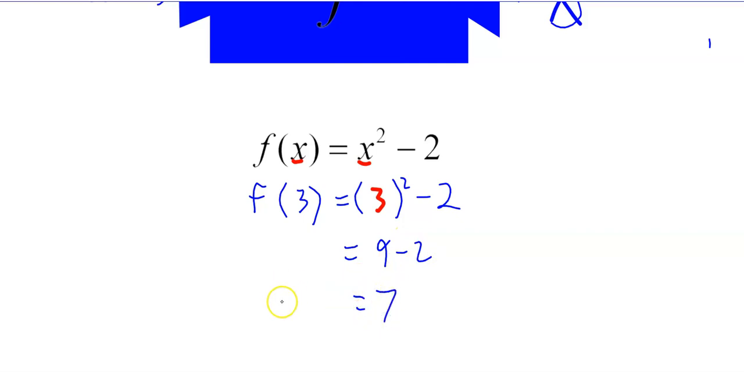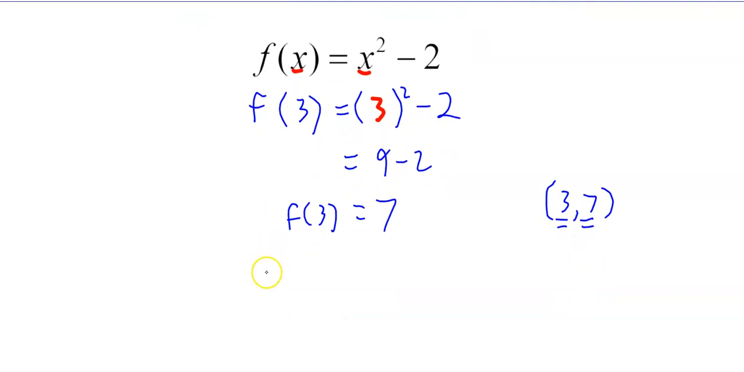So the output, when I plug in 3, f of 3, but notice this is not the same thing as f times 3. That's totally different. F is not a variable. It's the name of a function. F is the function f. And so I'm evaluating f at 3. But typically we just say f of 3 equals 7. That actually means the ordered pair 3, 7. Input is 3. The output is 7. So a machine has an input and an output.